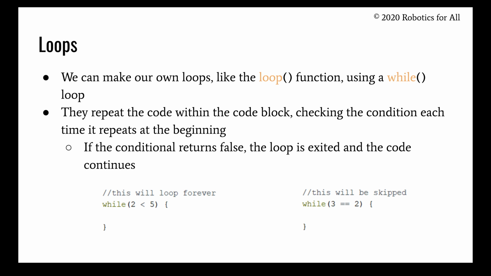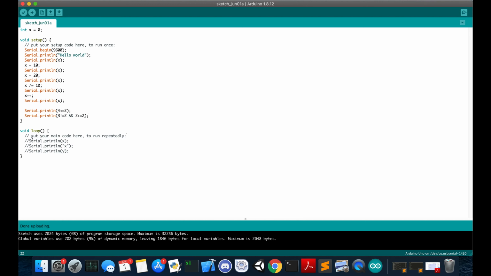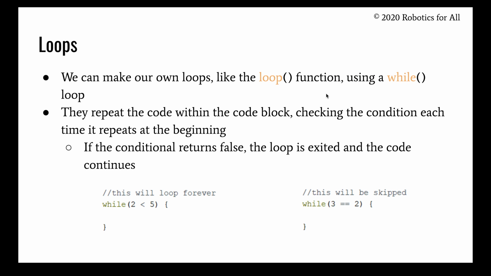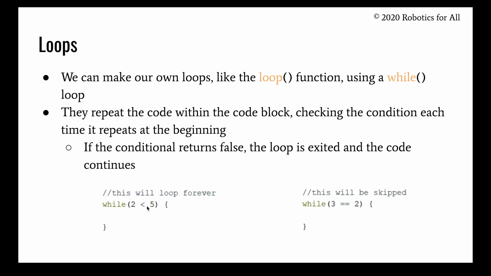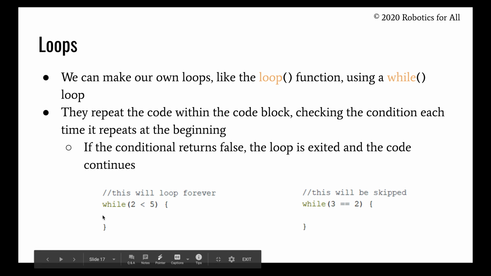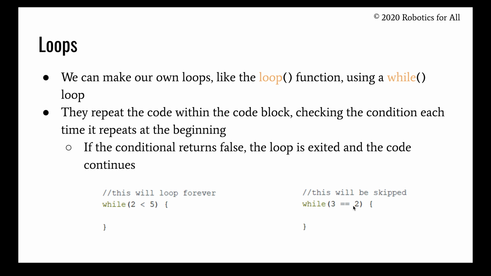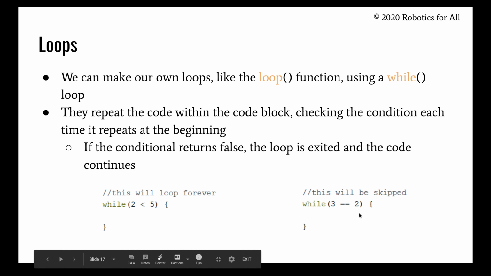Another thing that we're going to learn today are loops. Just like the void loop function, there's something called a while loop. It repeats whatever is inside of it a certain amount of times. So, for example, if you have while 2 is less than 5, and then insert your code here. Since 2 will always be less than 5, this will run forever. And in this loop, while 3 is equal to 2, this will never be true. So whatever's inside this loop will be skipped.